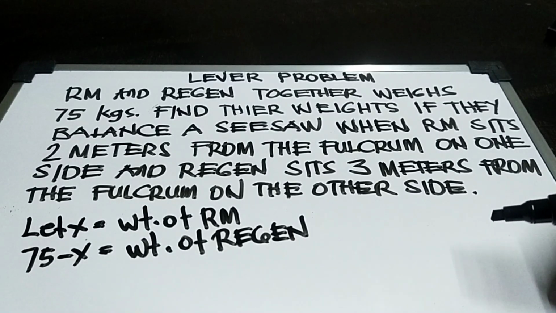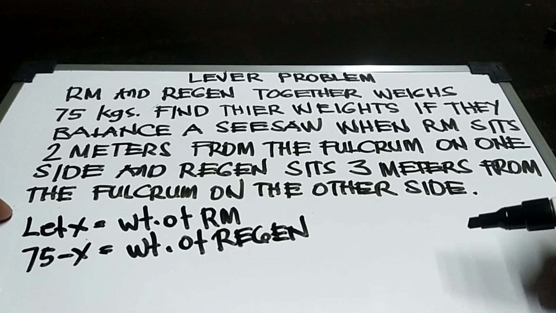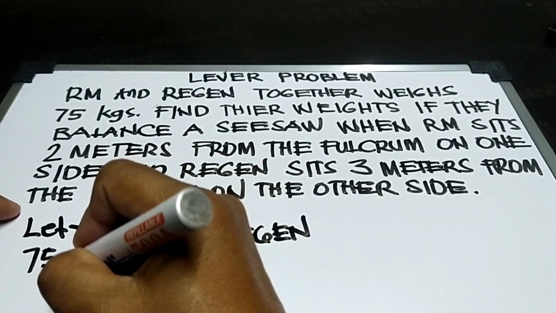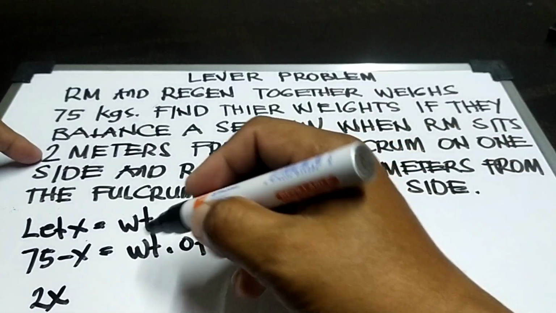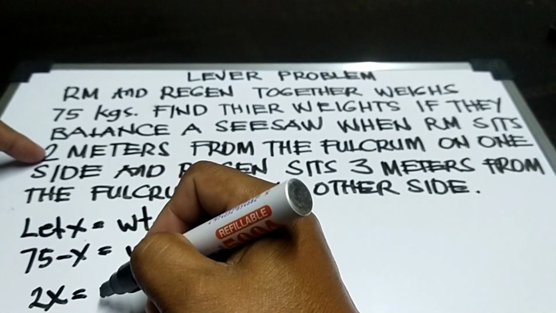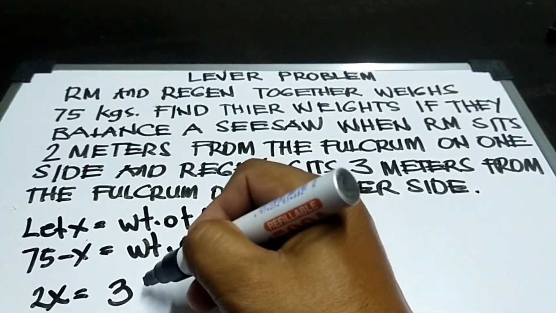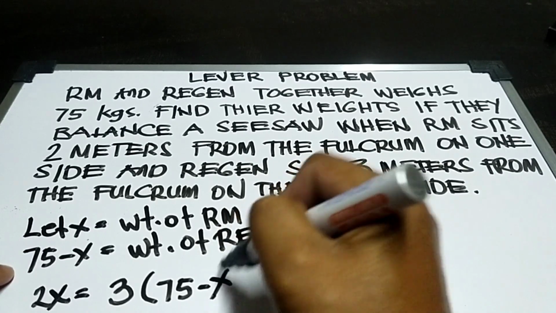Now, we always remember that moment is equal to the product of weight and distance. From here, we can have an equation of moments. 2x, from 2 meters, is equal to 3, from the 3 meters of Regine, times the weight of Regine, which is 75 minus x.